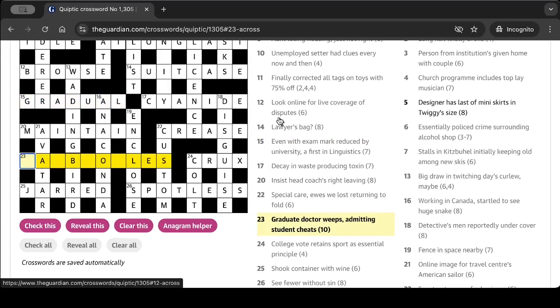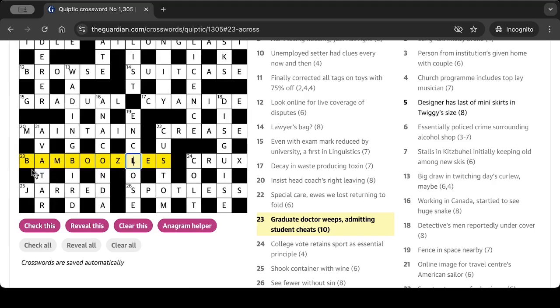And then we got to 23 across. This one really stumped me for a while. I put in BA for graduate. I put in BA for bachelor's, MA for master's. I put an E at the end because I thought this probably is going to end in LES. And then I stepped away and it kind of popped into my head that this could be bamboozles. And how does that work? So we've got BA is a graduate, a doctor is an MB, to weep or weeps is oozes, OOZES, and it admits L, which is learner or student.